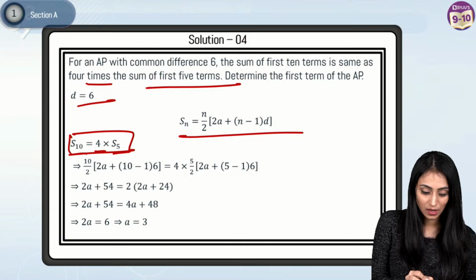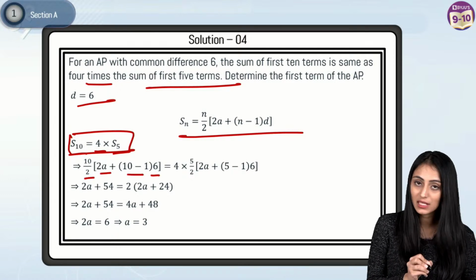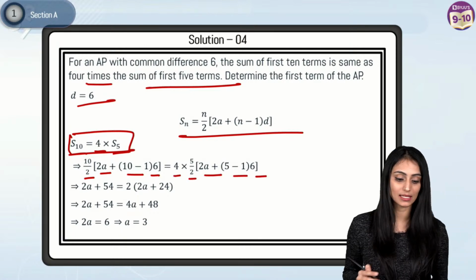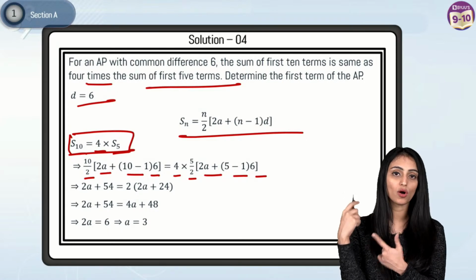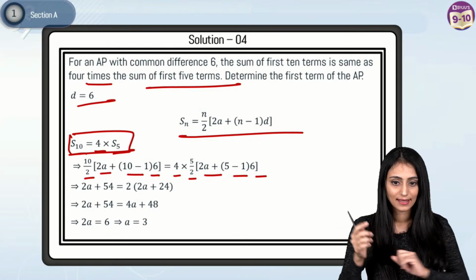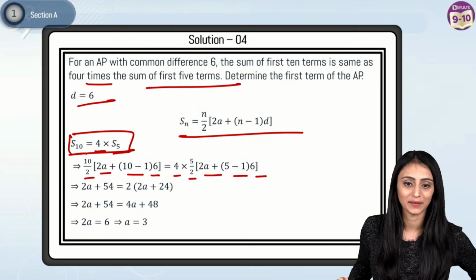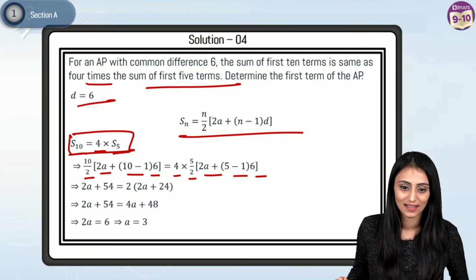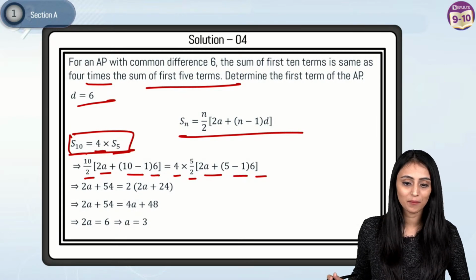All right, so I'm just putting everything here. So this would be 10 by 2, (2a plus 10 minus 1, 6) is equal to 4 times 5 by 2, (2a plus 5 minus 1, 6). See, whomsoever got this set, whomsoever got these questions in the paper, you can cross-check your steps now. Wow, that's amazing, Aditya. You answered in the same manner like I taught you. So don't worry, I'm sure you will get good marks in the paper.